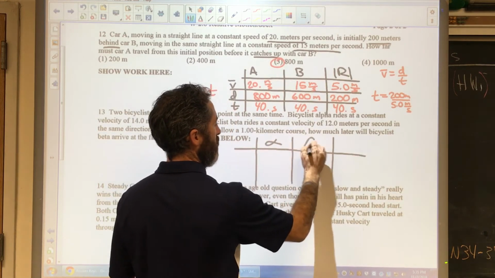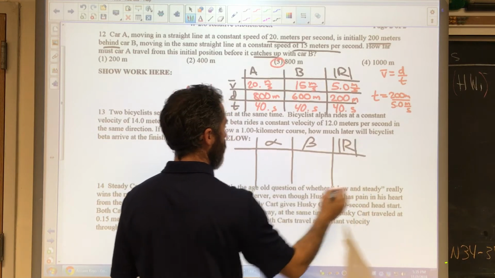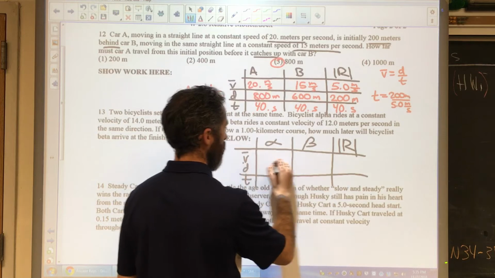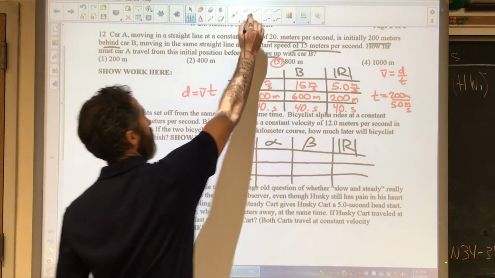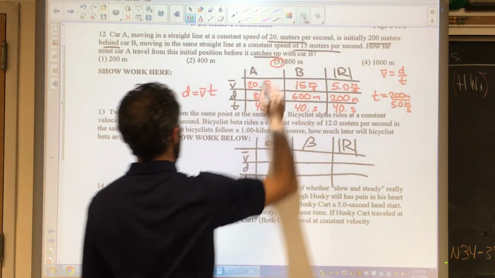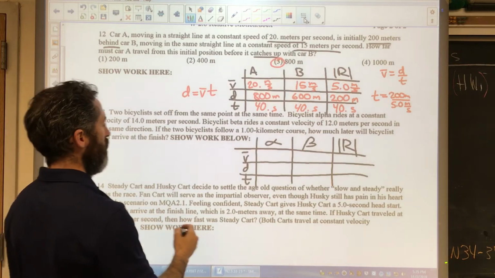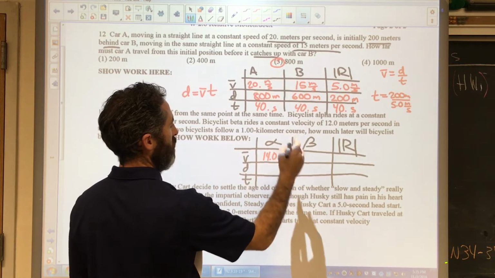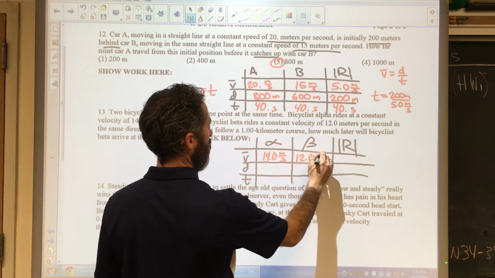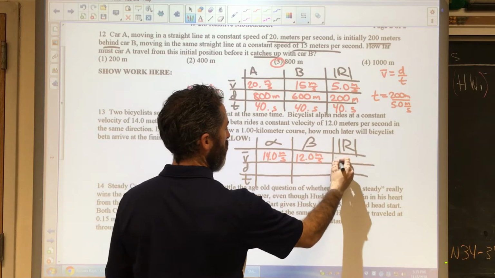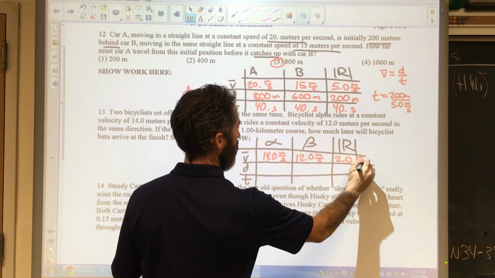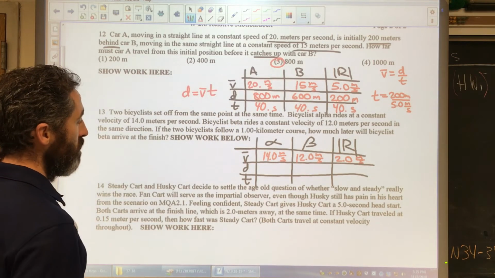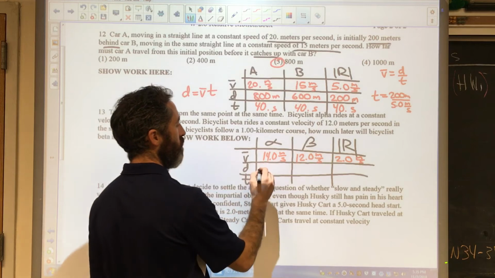Bicyclist alpha, bicyclist beta, and of course you get your relatives, V bar dt. All right, so what do we know? So alpha is at 14 meters per second. Beta is at 12 meters per second. Whether we need it, I don't know, we'll see. There's a 2 meter per second relative speed here. They both follow a 1 kilometer course. Okay, so each one travels 1 kilometer.